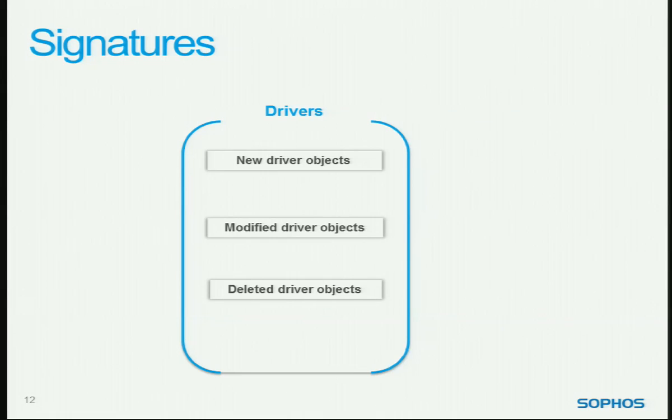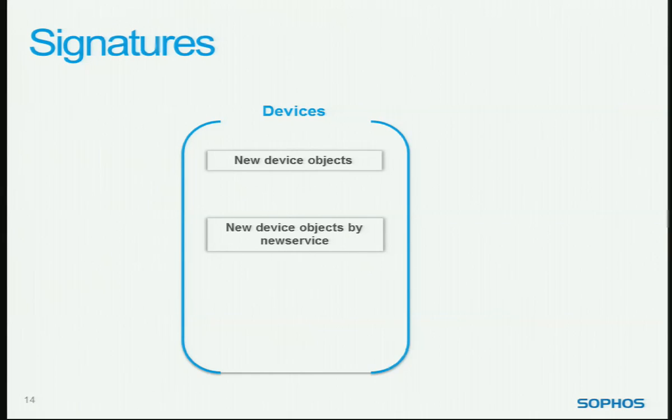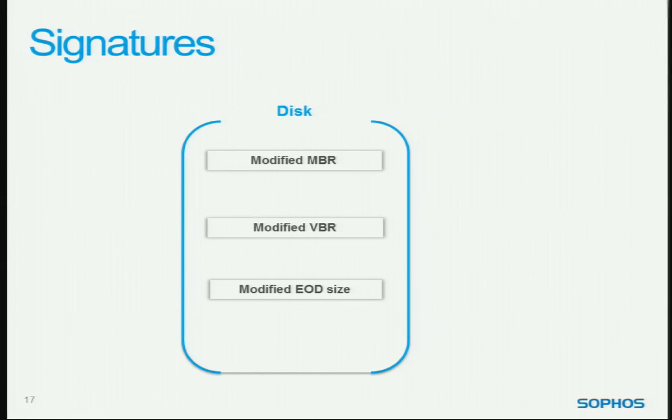So what signatures did we write? New driver objects, modified driver objects, deleted driver objects, same for modules. New device objects created, and we also have a signature for device objects associated with the service. So in case you submitted a driver file for analysis and you know the name of the service that you wanted to give that specific driver, we will look for device objects created for that specific service. New registered callbacks, modified callbacks, SSDT hooks and IDT hooks, and finally some disk information.